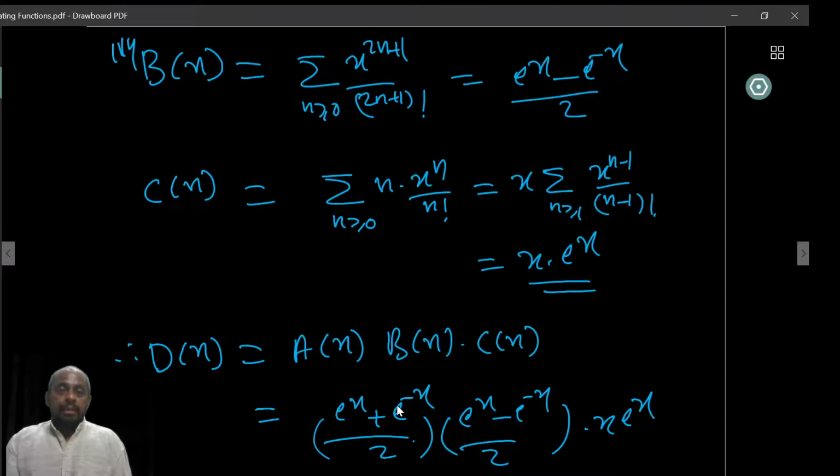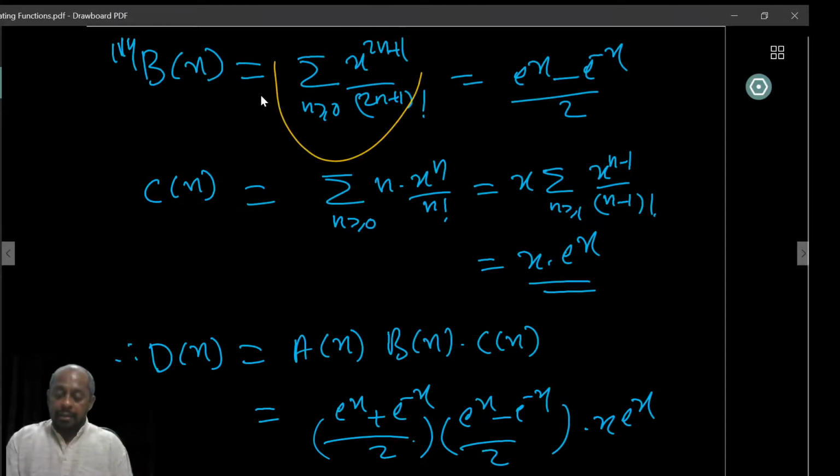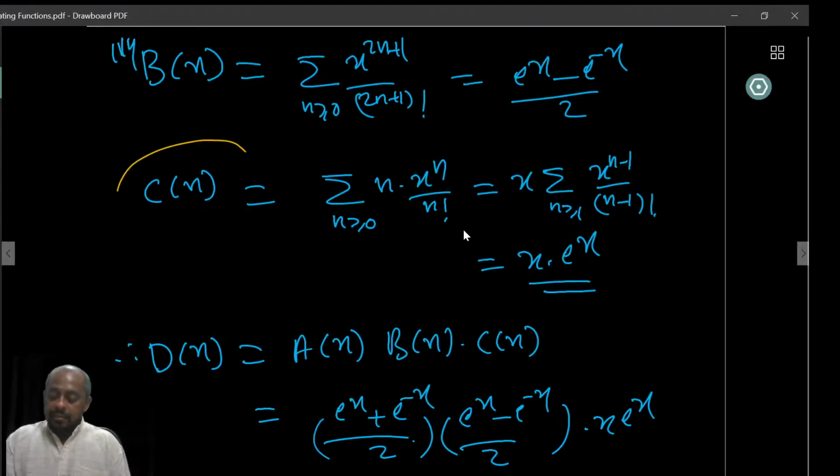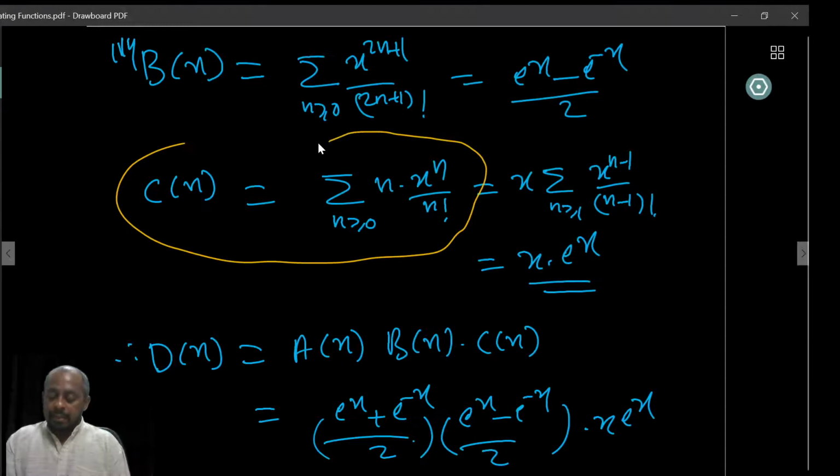Now similarly we can find b of x, that is the odd degree terms. Therefore it will be e raised to x minus e raised to minus x by 2, and this you can verify. And c of x is something that we are already familiar with: summation n greater than 0 of n into x raised to n by n factorial.